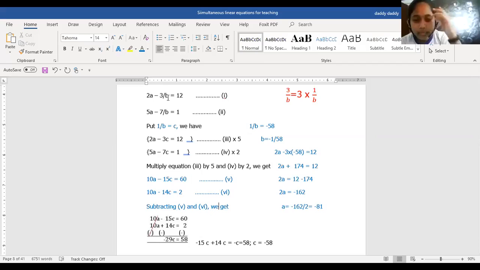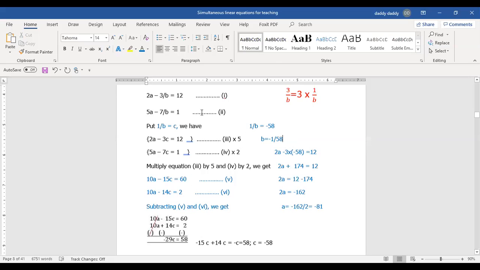Ma'am, I did not understand the step where you had substituted the value of B. This blue portion? Yes, ma'am. Did you understand how I got the value of B? You have understood that, right? Aishwarya, did you understand how I got B? Yes, ma'am. So B is equal to minus 1 upon 58. You have understood till here, right?